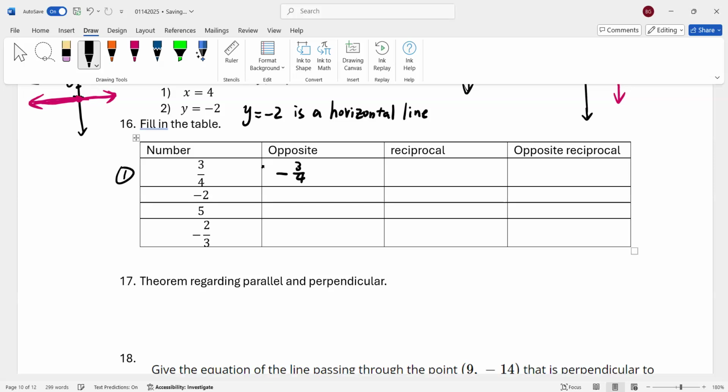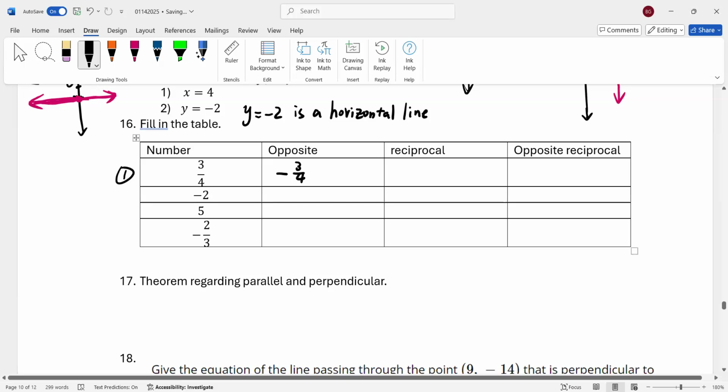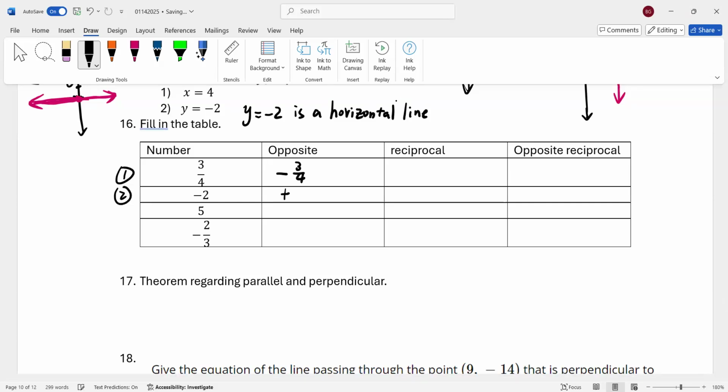When we look for the opposite, we only flip the sign. The opposite of a positive number is negative. The opposite of a negative number is positive. So the second number is -2. The opposite is +2. Of course, you don't have to write a positive sign here, right? It can just be 2. The third number given is 5. The opposite is -5. The next number we are given is -2/3. The opposite is +2/3. Okay, do you remember how we find the opposite?